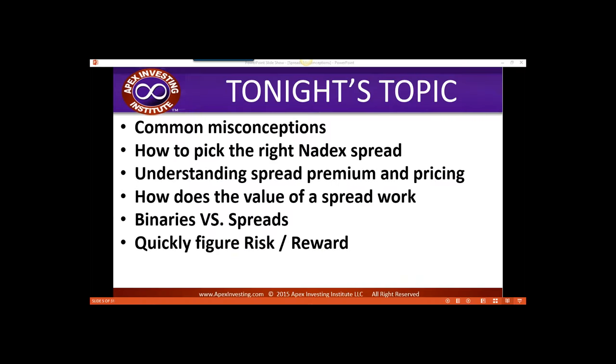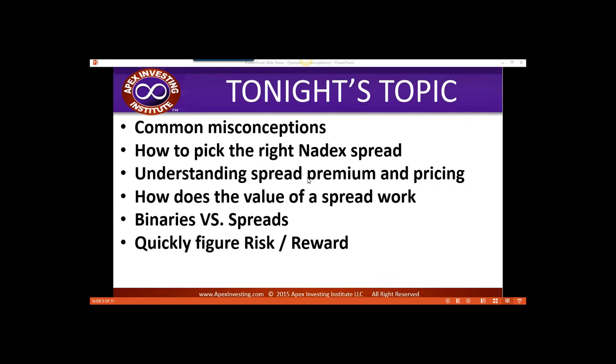Okay? So, common misconceptions with spreads, how to pick the right spread, understanding spread premium and pricing, how the value of a spread works, and we're talking a little bit about binaries versus spreads and risk and reward, okay?